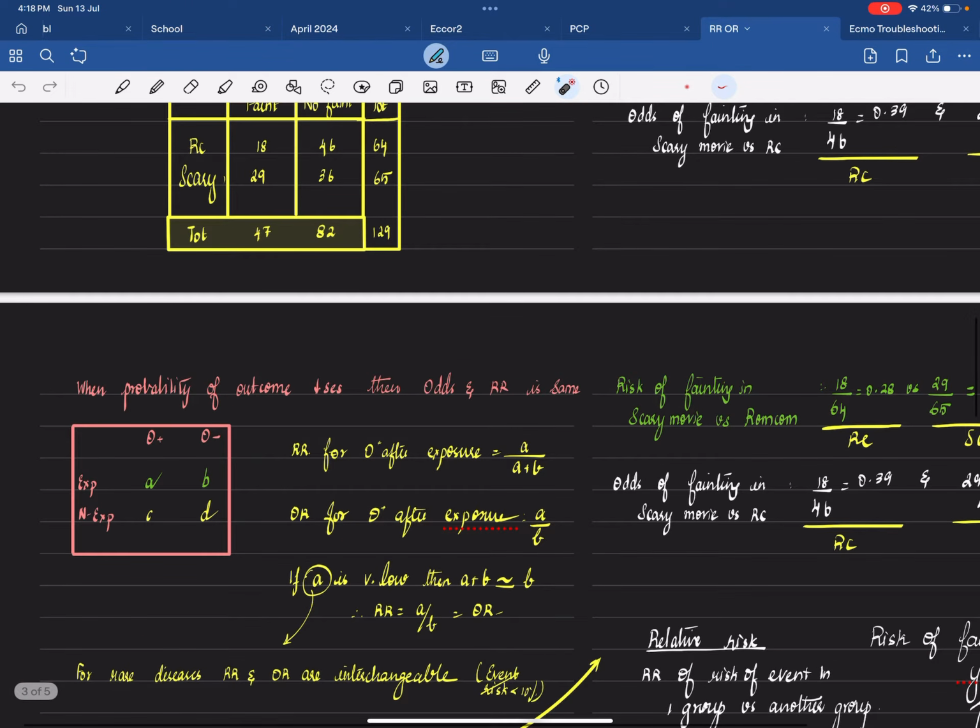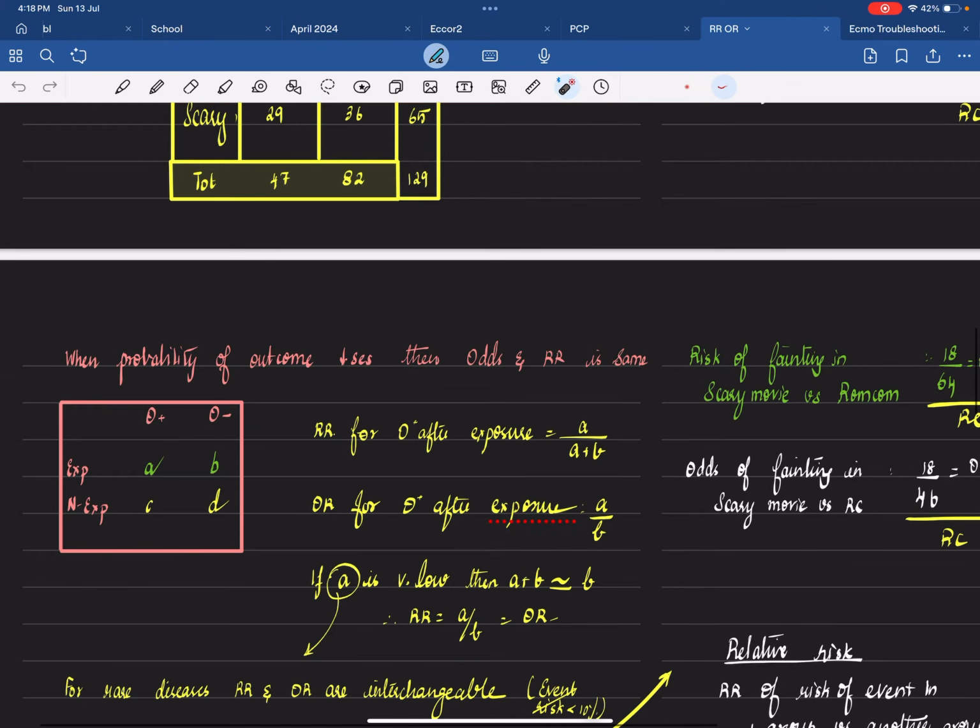Because in studies you compare something against another. This is where your A, B, C, D, A plus B, B plus C, all of those things will come into play. So when the probability of an outcome decreases, then odds, risk and relative ratio are the same. Relative risk, odds ratio, I am confusing, no? Just OR and RR, you remember like that here.